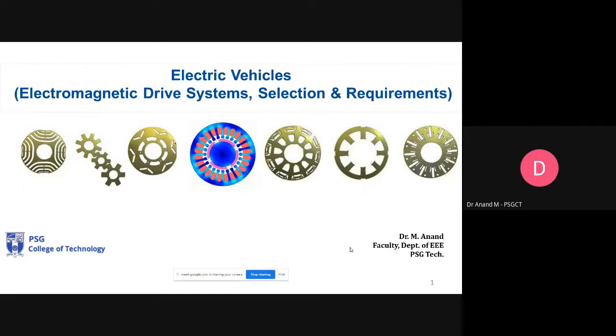Okay, thank you, sir. Respected faculty members, research scholars, students, and the organizing team of this ATAL FDP, a very good morning to one and all. First of all, I would like to thank the organizing team for giving me this opportunity to handle a session in this ATAL FDP. I am a faculty with the electrical department of PSG. For the next 1 hour, I will share my ideas about e-vehicle systems, especially concentrating on the electromagnetic drive systems, their selection and requirements.